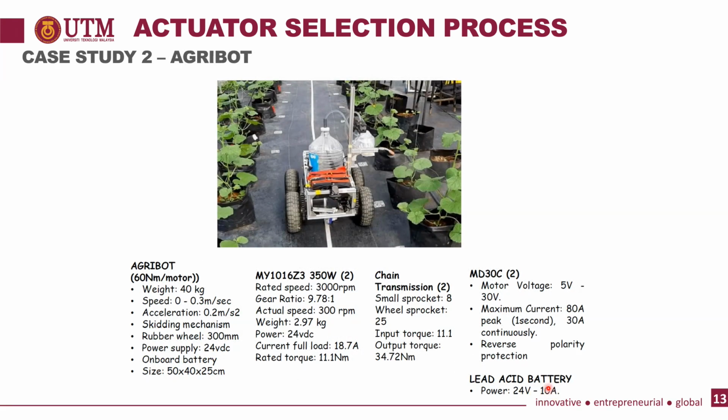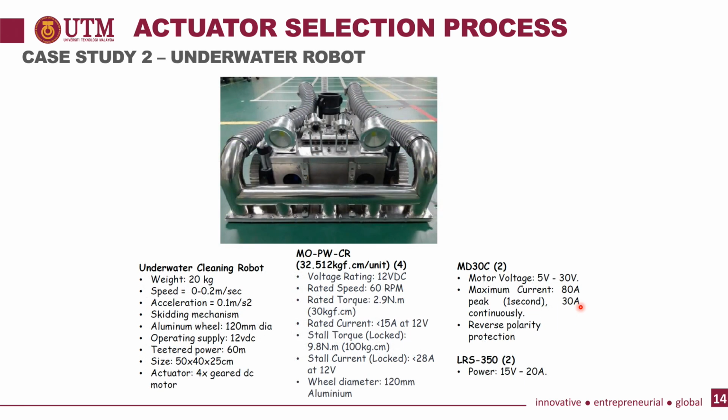Okay, as you can see here, the battery is only operated until 10 ampere, but the motor driver will amplify the current. That's why it has 80 ampere here. Right, next we have the next case study. Okay, we are doing the underwater robot.